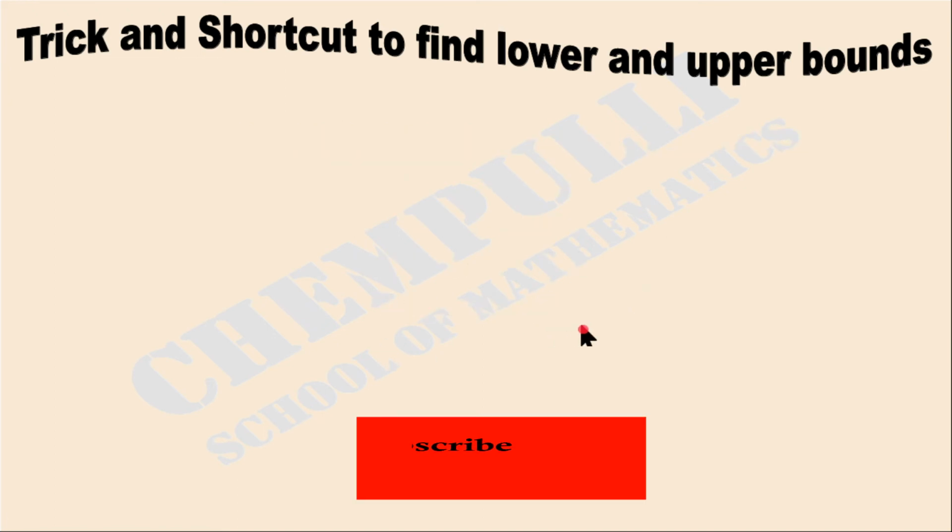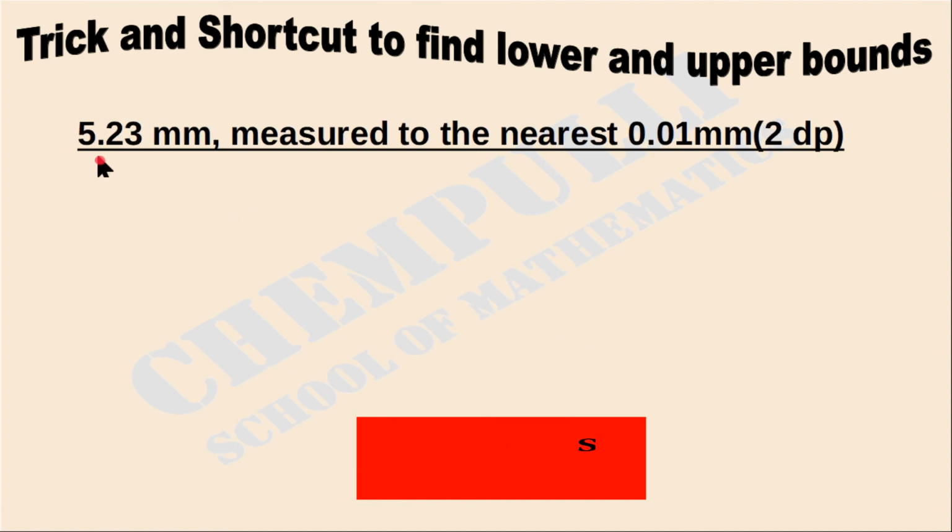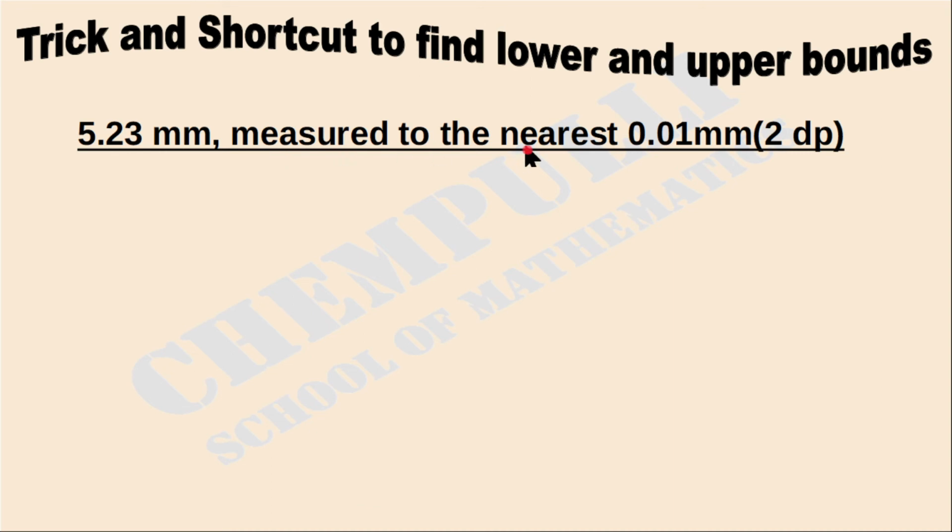Okay, so next problem: 5.23 millimeter measured to the nearest 0.01 millimeter, or they can ask this question like this: measured to the nearest 2 dp. Then in the 2 dp case, use which number? The number 0.01. Okay, in the 1 dp case, use which number? 0.1. In the 2 dp case, use the number 0.01. Here 2 decimal places are there. Clear? Okay, then first find the half of that 0.01.